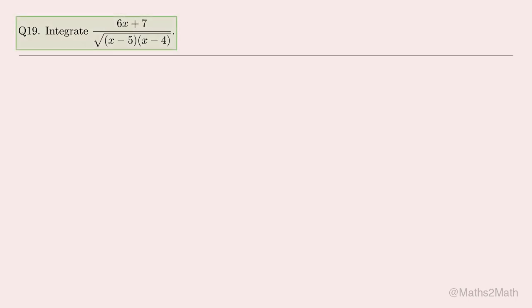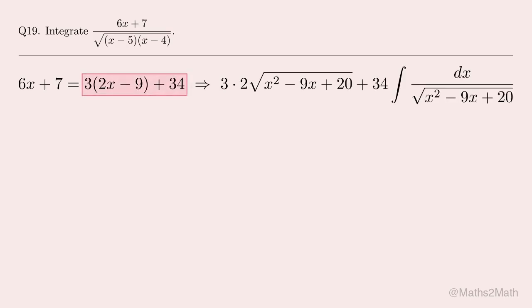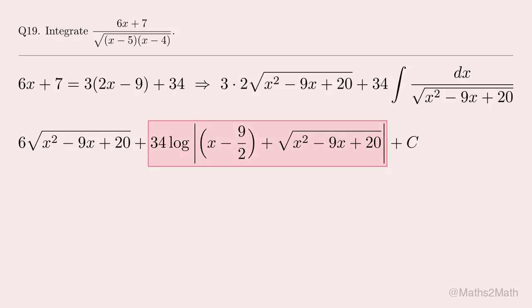Question 19. Expand the product and split off the derivative. Root plus log again, with bigger numbers. The quadratic is x squared minus 9x plus 20. 6x plus 7 is 3 times its derivative plus 34. The remaining log with the half shift 9/2.